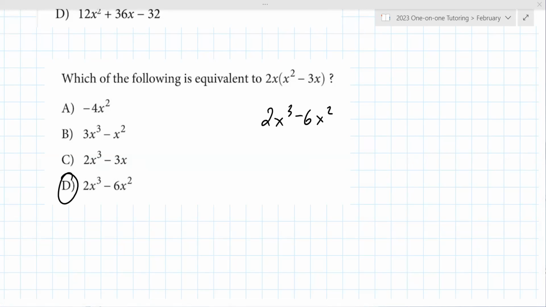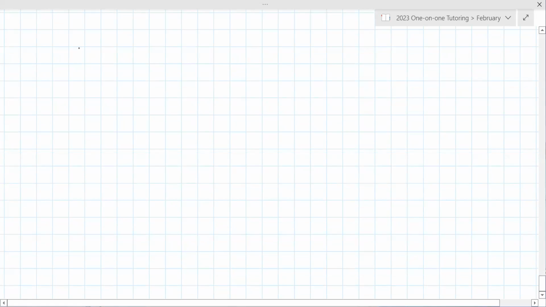Really great. All right. I'm looking for some new problems here. Looks like we'll just have to move on to bigger multiplications. So the next thing that you might see is a binomial, meaning 2 terms, times a trinomial, meaning 3 terms.